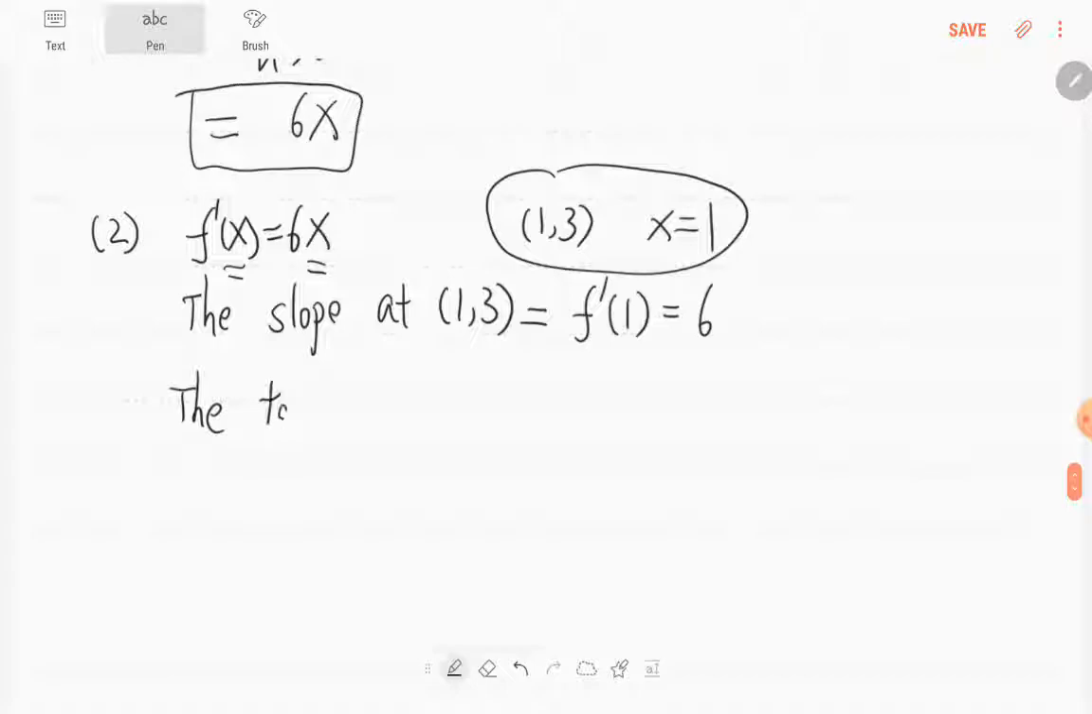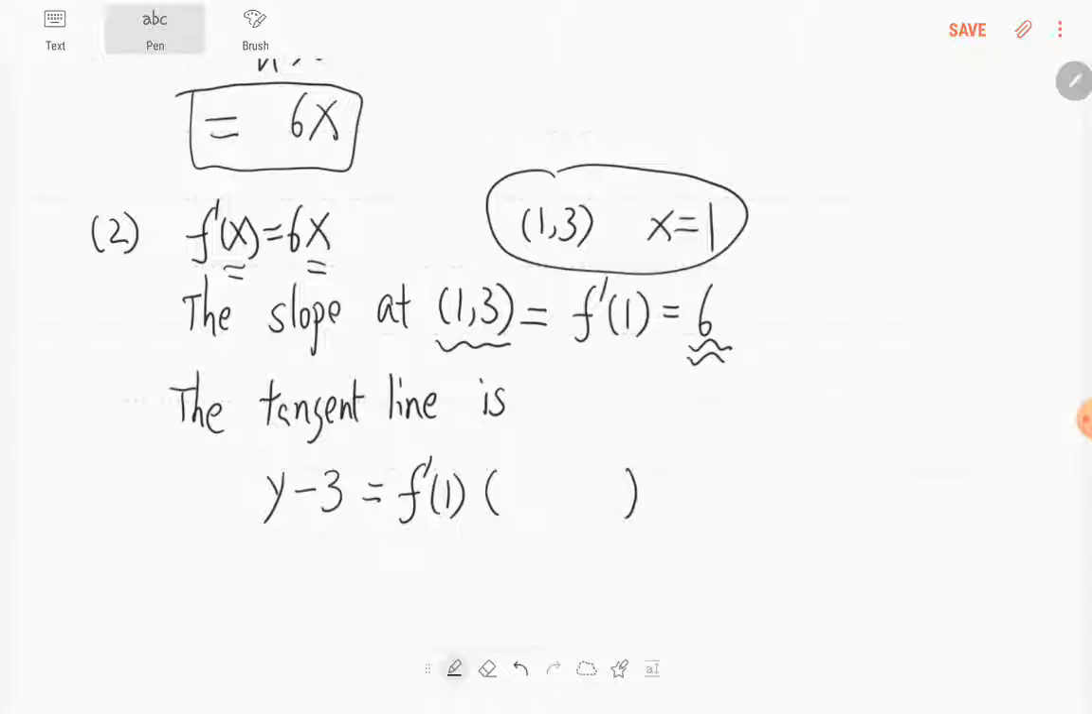So the equation of the tangent line is what? Point slope form. Okay, we have the point (1, 3) and we have the slope 6, right? So it's y minus the y coordinate of this point, 3, equals the slope, which is f prime at 1, times the parentheses, inside is x minus the x coordinate of this point. If you're not familiar with the equation for a straight line, you can go back to pre-calculus to check the corresponding formulas. So this is called the point slope form.